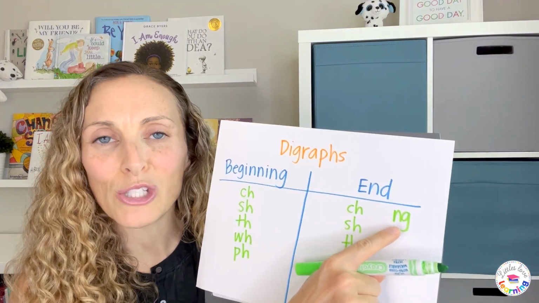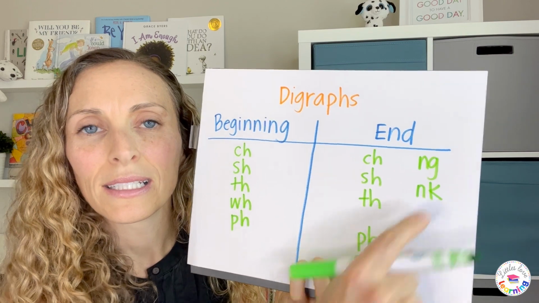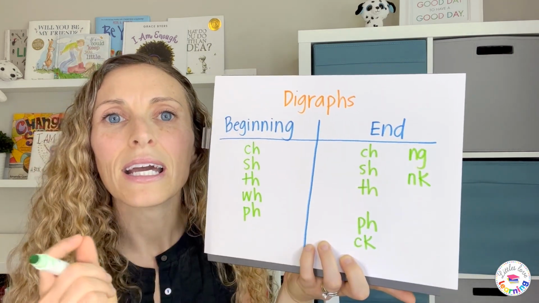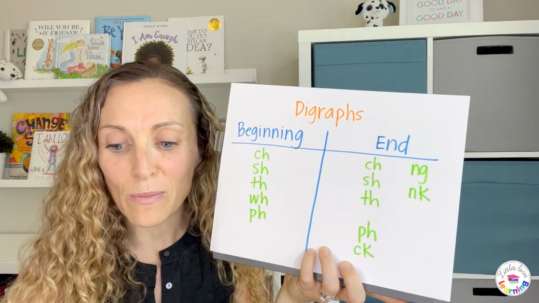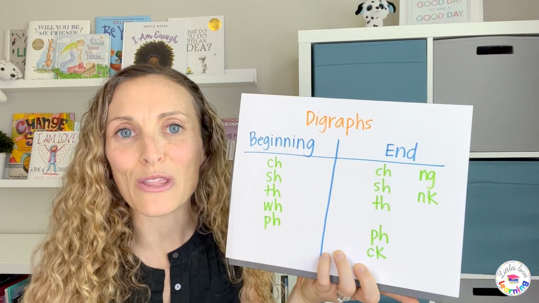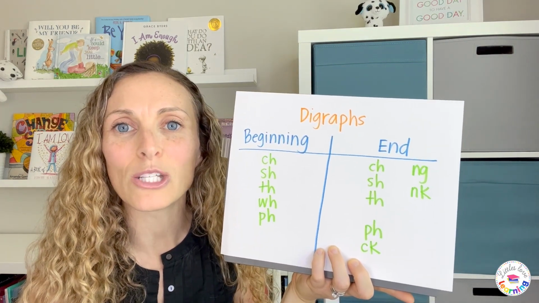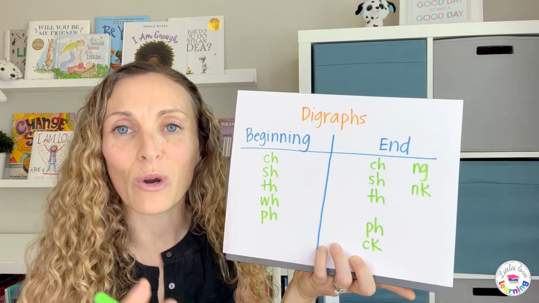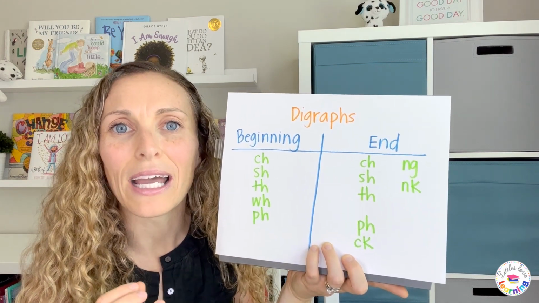Now, the last one I wanted to show you, it has the ng sound and then it has a K sound. So it actually is represented with NK, like in think. We have it with NK. Now, that's not going to be taught in all programs, but that is taught in the one that I use. I love it, because it's really setting my kids up for success to understand how these digraphs work. Not only the most common ones, but also some that are going to be a little bit less common.